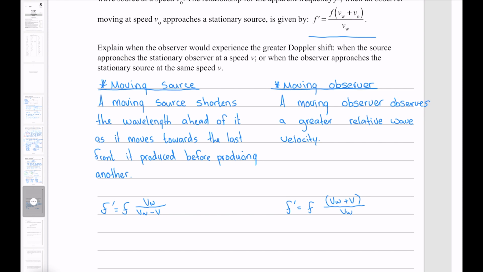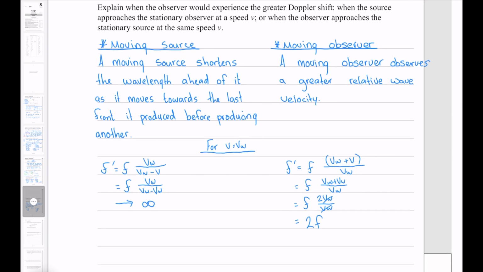Now, the best way to probe these equations definitively is to examine the scenario where the velocity is equal to the wave velocity. For our moving source, we approach what is essentially a divide by zero, which means that our observed frequency is approaching infinity. For our moving observer, our Vs cancel, and we're just left with twice the original frequency. And so we can see that the greater Doppler shift is experienced by the moving source.